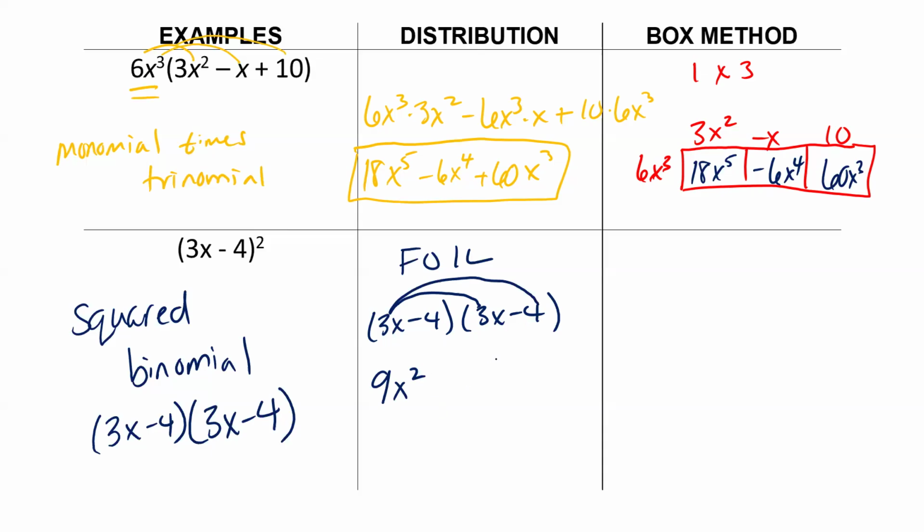What is 3x times negative 4? Negative 12x. The I stands for your inside. So negative 4 times 3x gives us negative 12x. And then L stands for your last terms times each other. A negative times a negative is a positive. So we end up with 9x squared minus 24x. If you owe me $12 and then you owe me $12, you now owe me how much? $24, right?